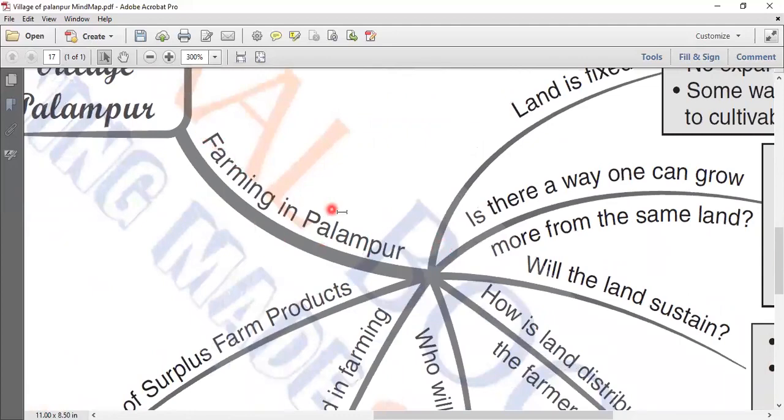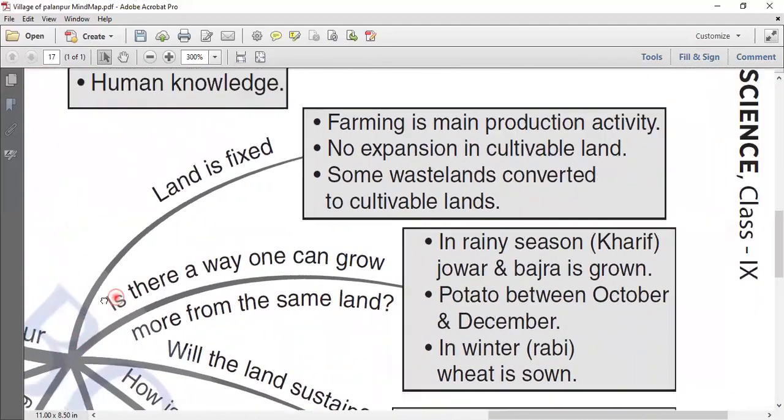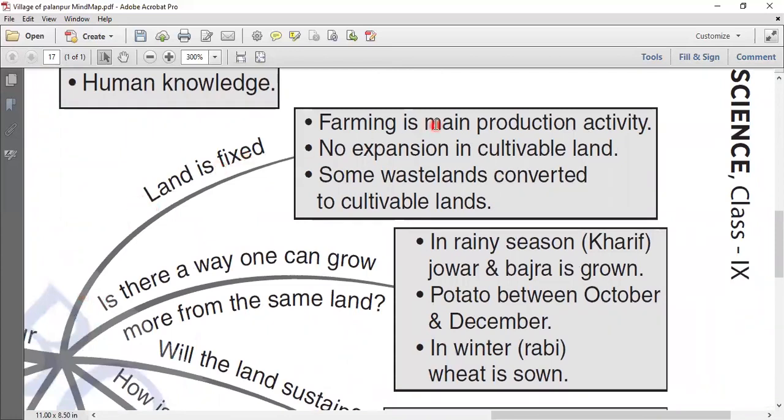Then we looked at farming in Palampur, and the first thing we saw is that the land is fixed. We saw that farming is the main production activity, and all the land that is available in Palampur is cultivable land. That means there are no wastelands and there can be no expansion in the cultivable land in Palampur. Some wastelands have already been converted to cultivable lands, and now there is no extra land that can be converted. So now the question came that, okay, if we cannot have more land, how do we still increase the production with the same piece of land?